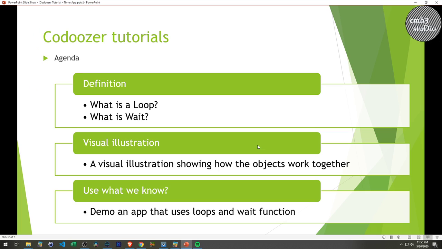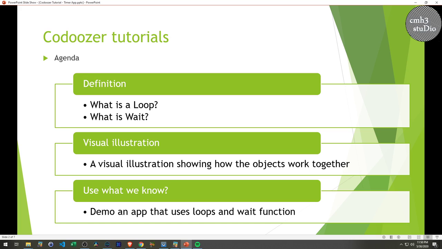So just a couple of things. Codoozer is a software that you can access online by going to codoozer.com. What you do there is just log in, create an account for free, and get into the application. And we'll show you some of the application, but today's topics are related to using the loop function and the wait function.